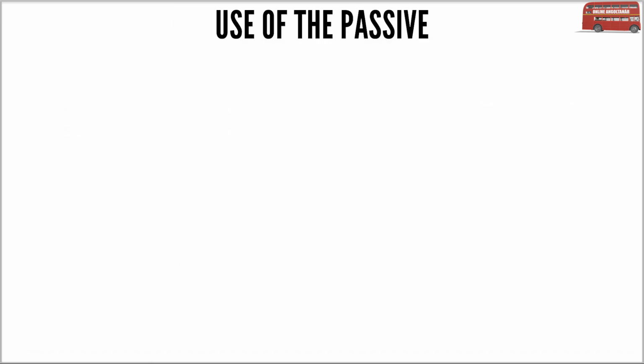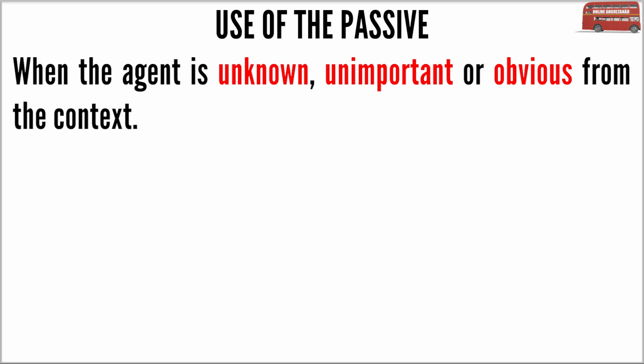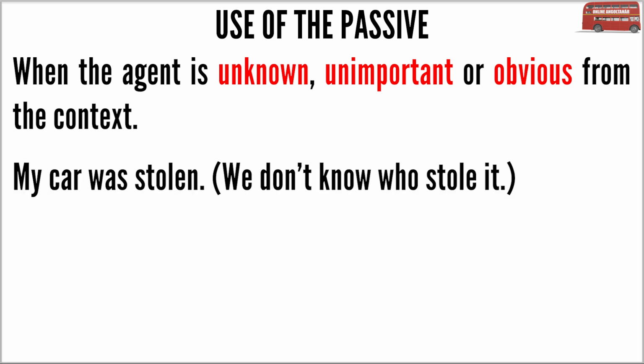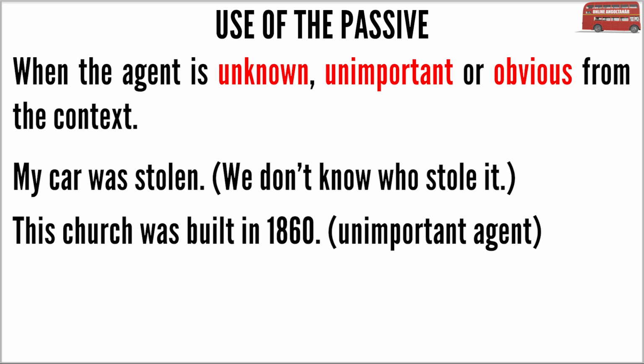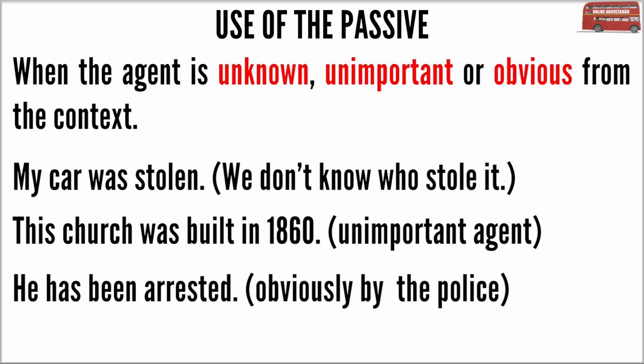So one more time. When do we use the passive? We use the passive when the agent is unknown, unimportant, or obvious from the context. My car was stolen. In this sentence, we don't know who stole my car. This church was built in 1860. It's not important who built it. He has been arrested, obviously, by the police.